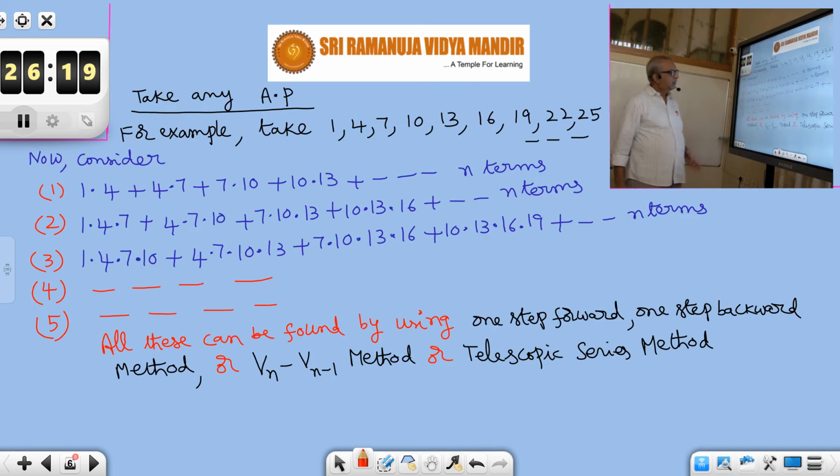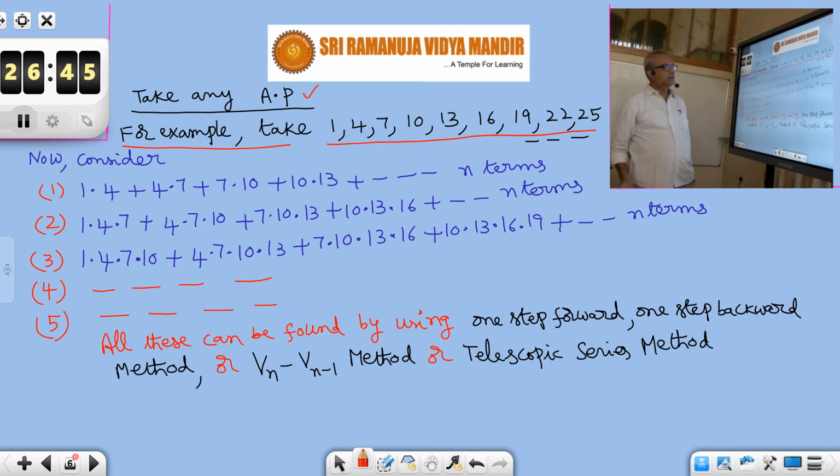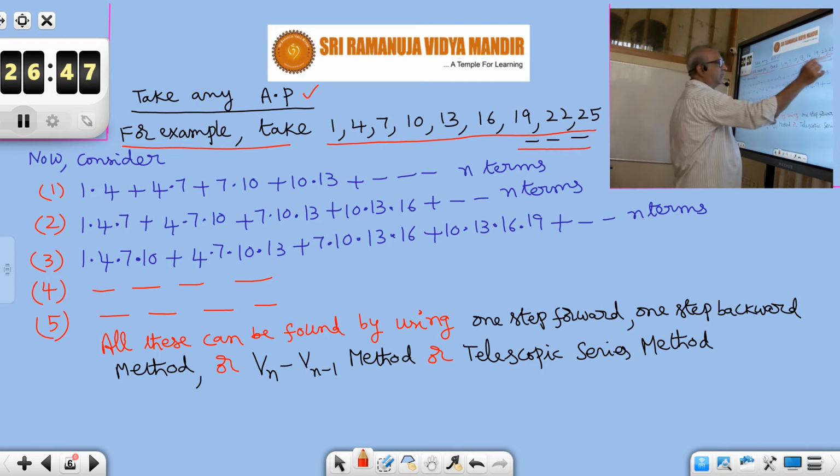Now here I am giving an example. This telescopic series, how to create the problems, how the problems will be in the textbooks. Here start with an AP. Take any AP. For example, I have taken this AP: 1, 4, 7, 10, 13, 16, 19, 22, 25 and so on.